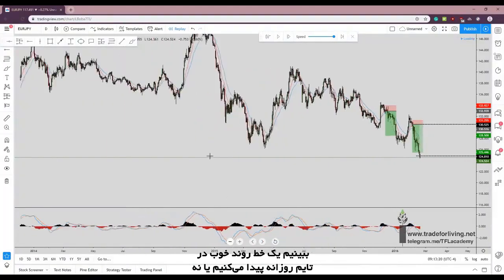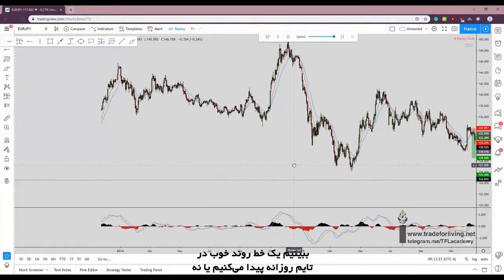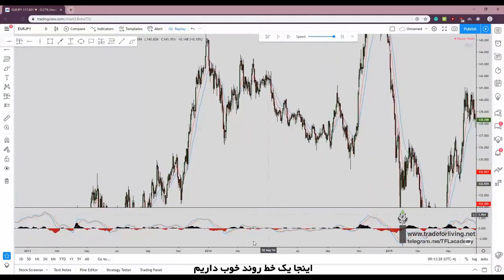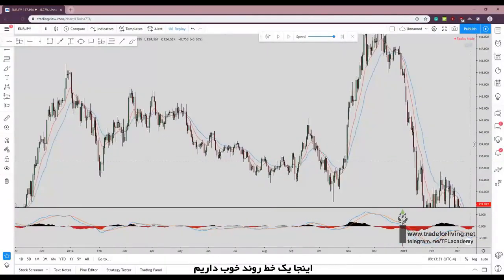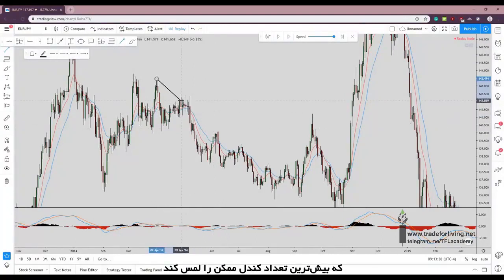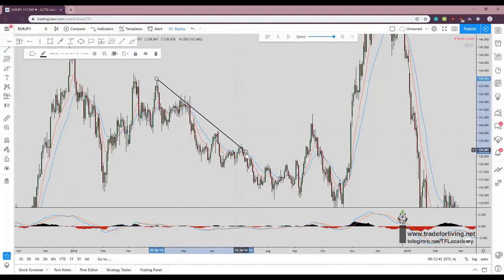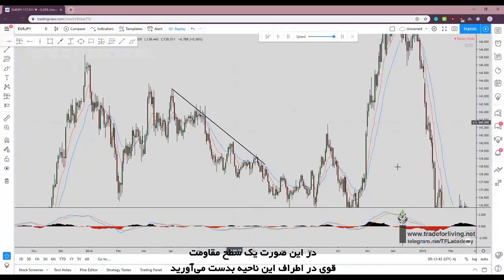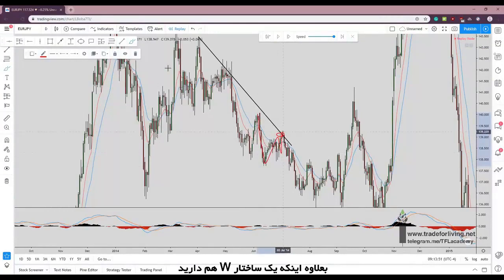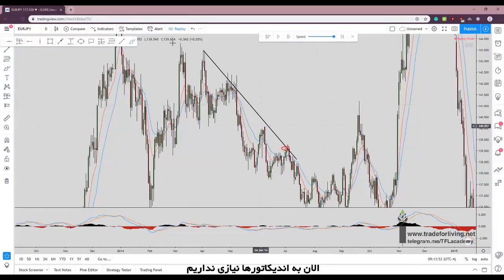Let's see if I see a good trend line on the daily time frame. Maybe here. Seems here we have a good trend line. So you can immediately see that if you take your trend line from this high, touching as many candles as possible here, in this way, you're basically getting a strong level of resistance around here. Plus, you have a nice W formation. So basically, we don't need real indicators yet.